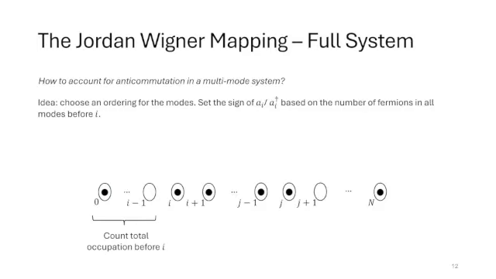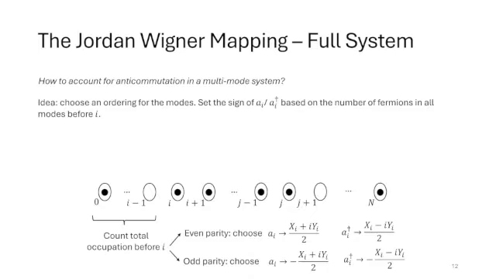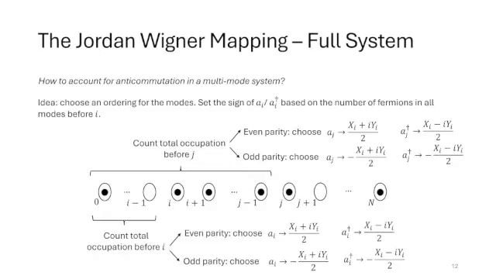So let's say, for example, we are interested in a ladder operator acting on mode I. We count the total occupation of all the modes coming before I. If the parity is even, we choose the ladder operators as I showed in the slide before. If the parity is odd, we flip the sign of the operators. And of course, we can do this for any mode. So if we take mode J, we use the same parity-based sign setting, with the difference that we count the total occupation before mode J. So in this case, we include more fermionic orbitals in the parity calculation.